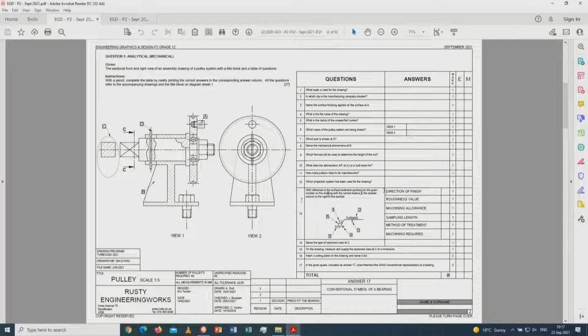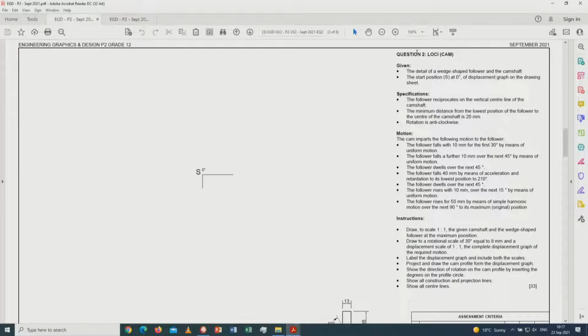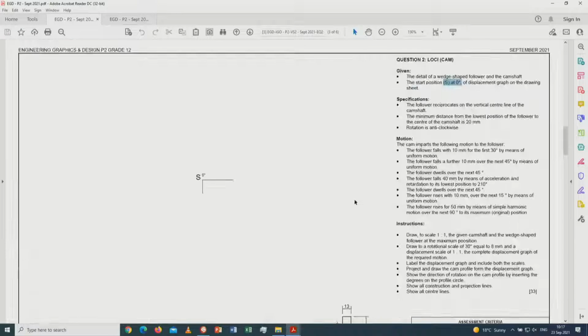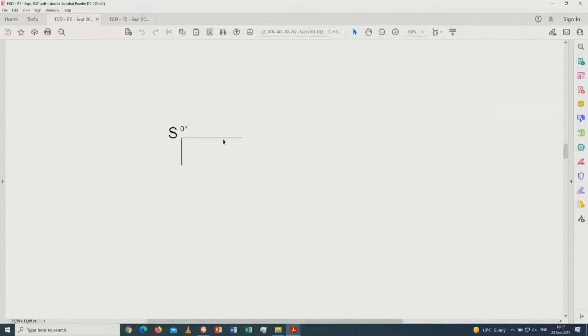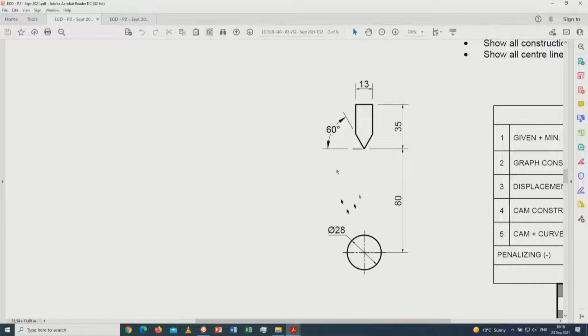But yes, that is basically pointed out to you very clearly. Next question. This is the cam. It is pointing out to you on the cam a wedge-shaped follower being given, start position S at 0 degrees. There we go with this bottom part over here where this information was given to you. Now, given will be, did he measure 80 millimeters downwards?